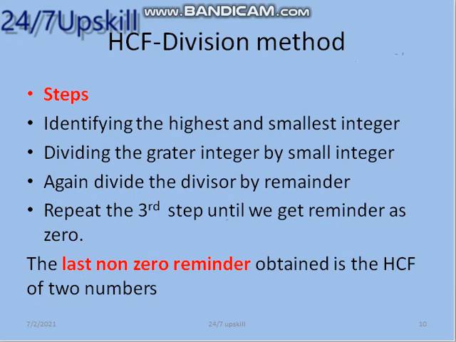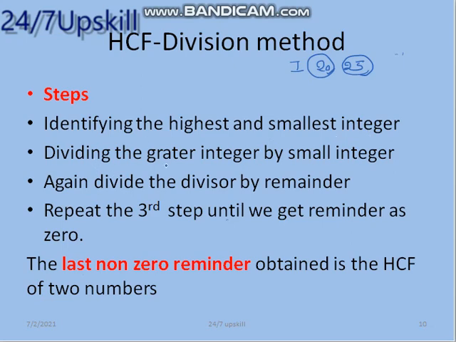First one is identifying the highest and smallest integer. Normally they'll ask you to calculate for two numbers or three numbers. Suppose they have given two numbers, you need to identify which is highest and which is smallest. So we can say 20 and 25, two numbers are there. Here the highest integer is 25 and the smallest integer is 20. So this comes to the first step, identification of highest and smallest integer.